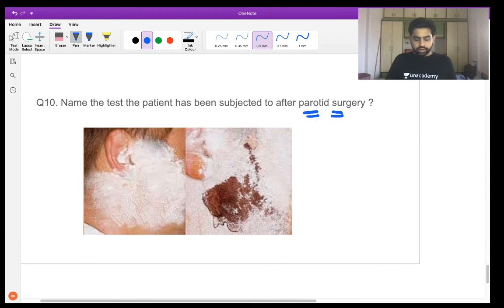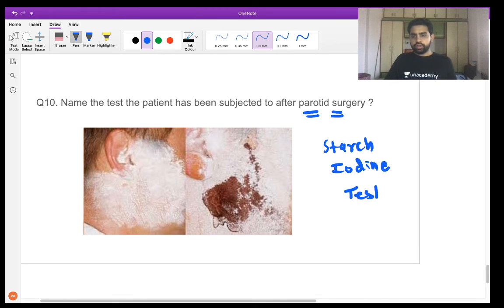I'm waiting for you guys. Can you tell me what is the answer? Talcum powder. Why will you apply talcum powder over there, guys? Very good. It is a starch iodine test. Very good.